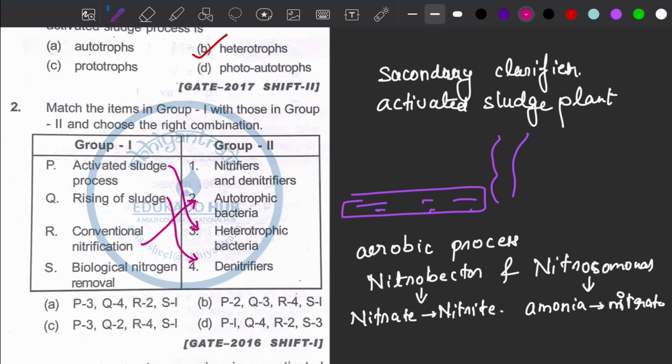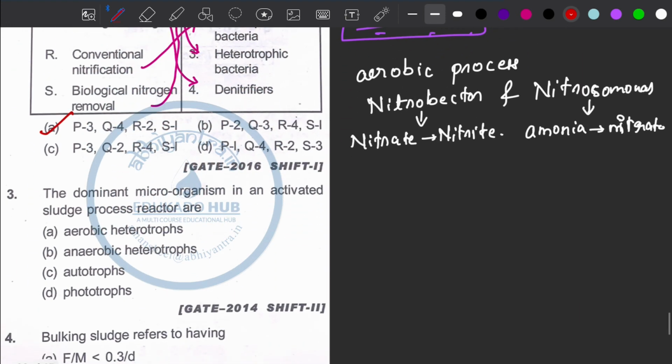Biological nitrogen removal is a sequential nitrification. It will work under aerobic condition as well as anaerobic condition. Nitrification will happen under aerobic condition and denitrification will happen under anaerobic condition. So biological nitrogen removal can be matched with 1. So the option will be 3, 4, 2, 1. Option A is the correct answer. Let's move on with the next question.